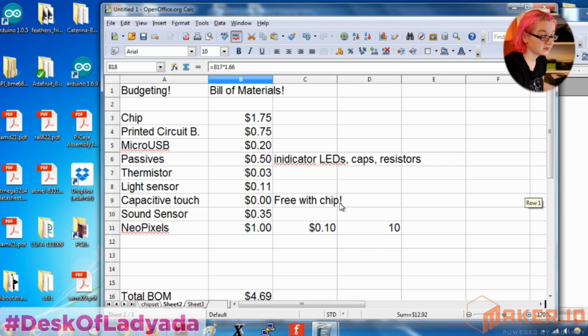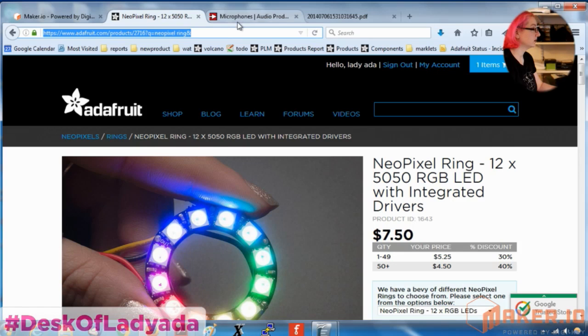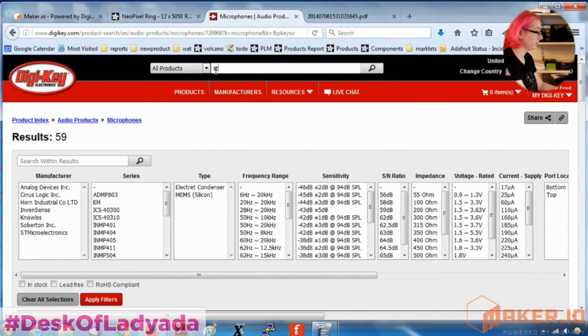I'm not done. I want to still add a couple more things. For example, I want to add tactile buttons, and I want fairly large SMT tactile buttons. So SMT tactiles, and again, because it has to be surface mount, I put SMT in there.